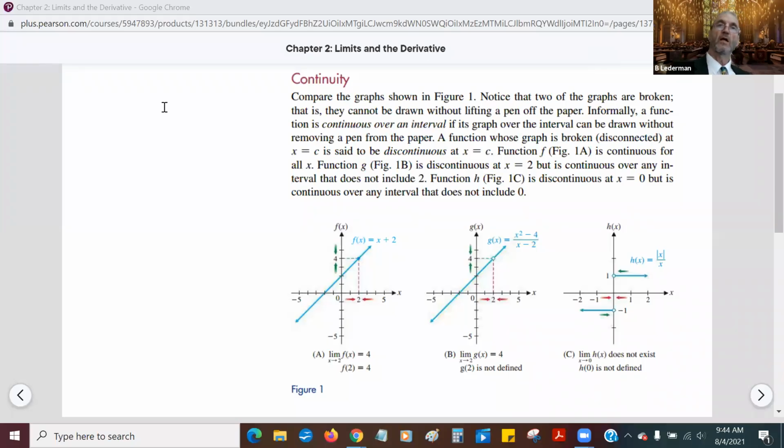Hello, everybody. And now we're in section 2.3, and this is the subject of continuity.